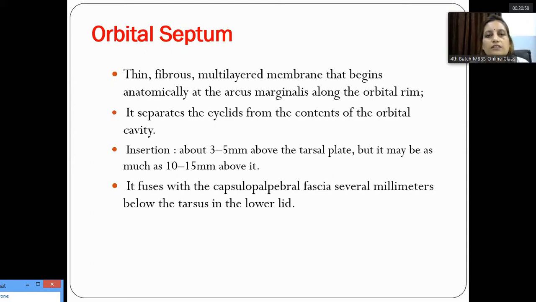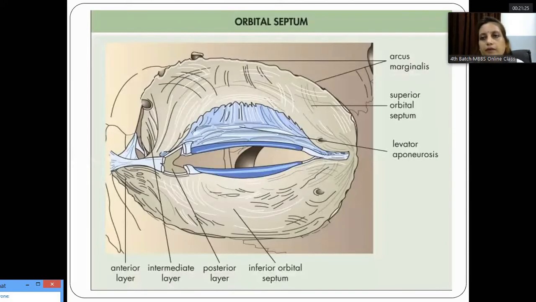As for insertion, it is about 3 to 5 millimeter above the tarsal plate, but it may be as much as 10 to 15 millimeter above it. And it fuses with the capsulopalpebral fascia several millimeter below the tarsus in the lower eyelid. So another lower eyelid retractor is the capsulopalpebral fascia, and it is attached to it. So this is the superior orbital septum and inferior orbital septum and their attachments.